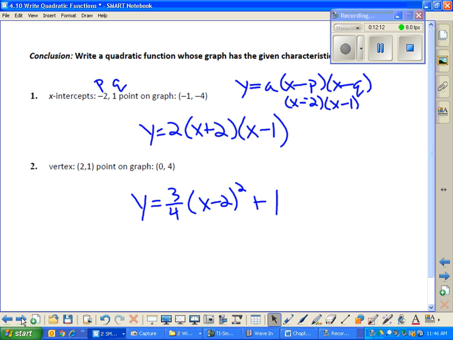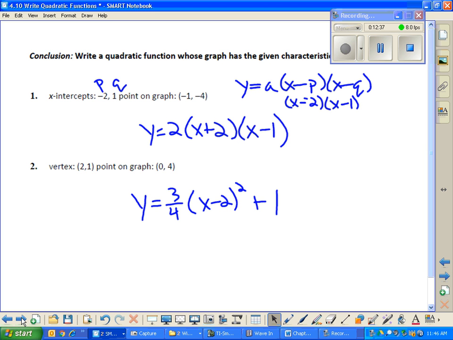Number 1 is y equals 2 times the quantity of x plus 2 times the quantity of x minus 1. It's my sincere hope that you are able to recognize that if they're going to give you 2 intercepts, you use intercept form there. Number 2, they gave you the vertex, so vertex form is going to be the way you want to do it. You get y equals 3/4 times the quantity of x minus 2 squared plus 1.